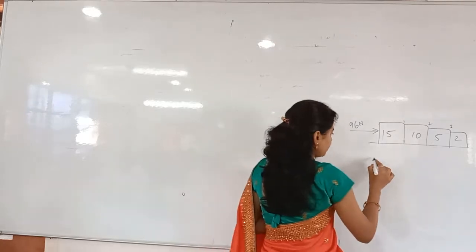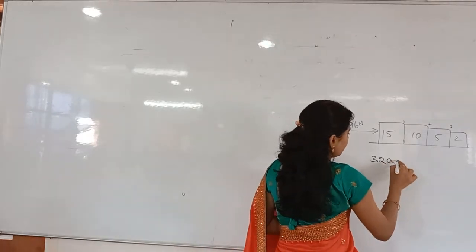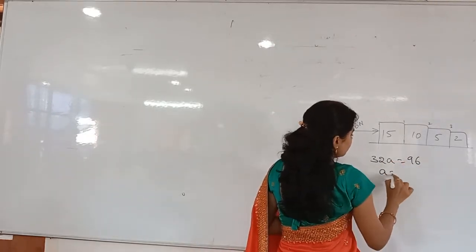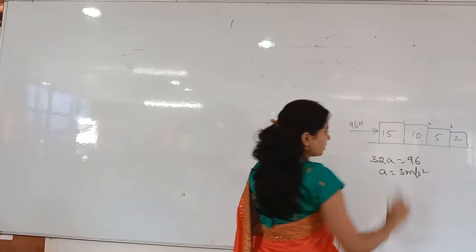3. 32 A is equal to 96. Then A is equal to how much? 3 meter per second square.